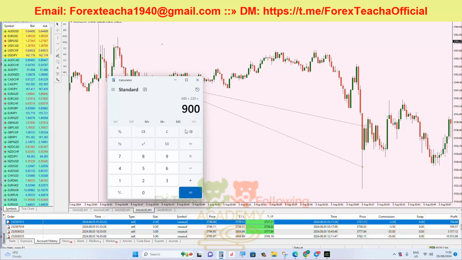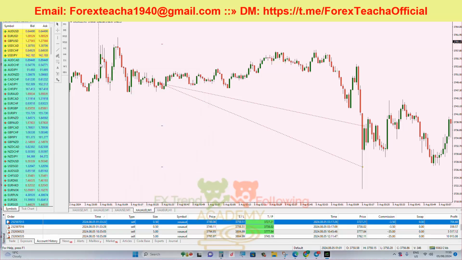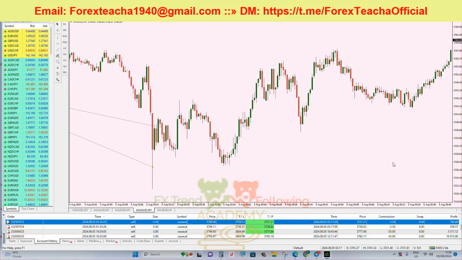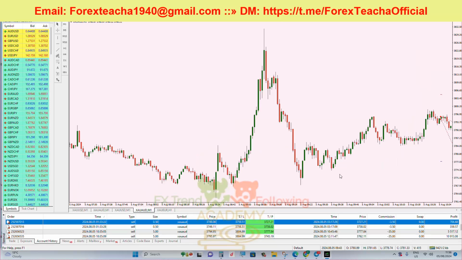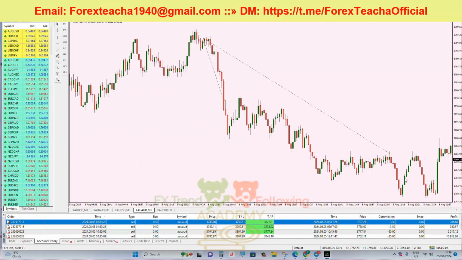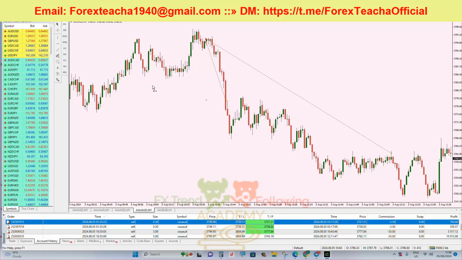So we generated 900 pips in just one day. This is not even the whole day. This is just half a day, from when the market opens at 12 to around when the second trades were closed. This was around 12. So from 12 to 12, we managed to get all these pips. The day is not even complete. The US session is still going to come. We are actually in the middle of the London session.